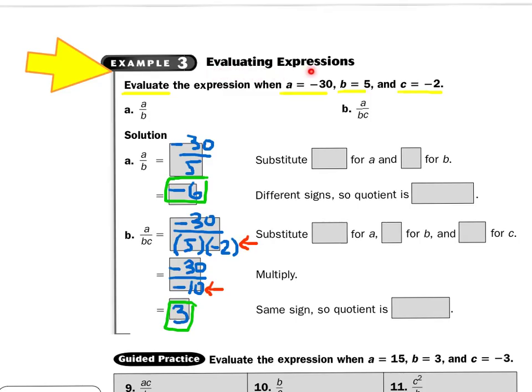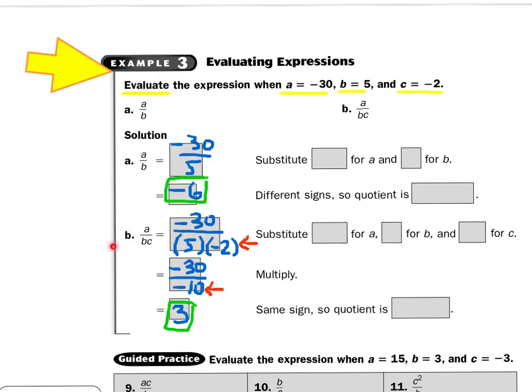Okay, let's look at evaluating expressions. Remember, when they ask us to evaluate, we're going to substitute the values in and then simplify to get our answer. So look at A. A divided by B. I substitute negative 30 in for A, divided by the 5 in for B. Since the signs are different, I'm going to get a negative answer, and that's negative 6.